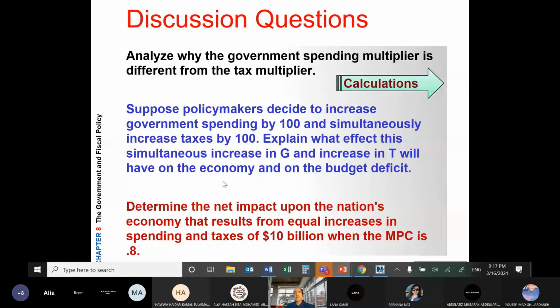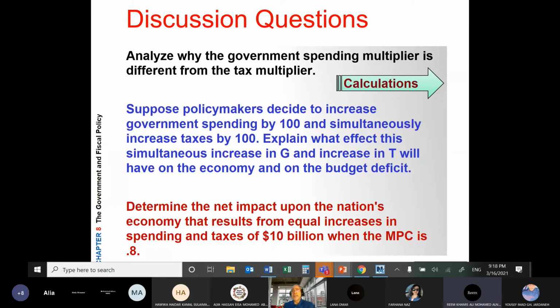ريم خميس. Yes, doctor. Reem, could you read the second question? Sure. Suppose policy makers decide to increase government spending by 100 and simultaneously increase taxes by 100. Explain what effect the simultaneous increase in G and increase in T will have on the economy and on the budget deficit.